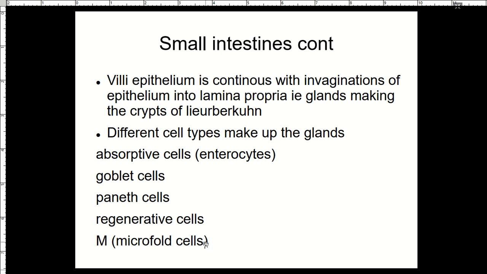Right. And then another important cell, we have the M cells, the microfold cells. The microfold cells have basal membrane pockets containing many intraepithelial lymphocytes, and they are going to communicate with Peyer's patches, which are found in the submucosa. Right. So those are the crypts of Lieberkühn. You need to understand them.